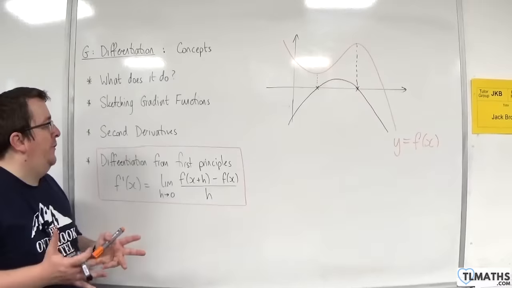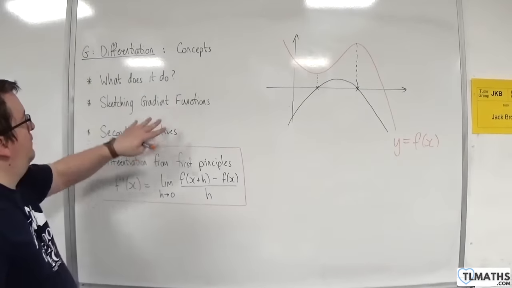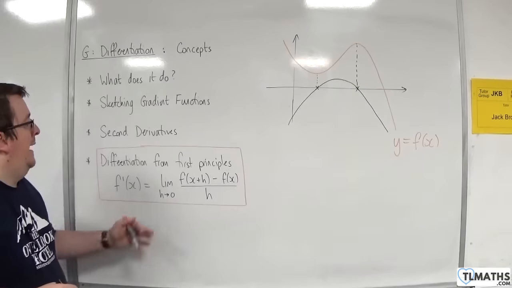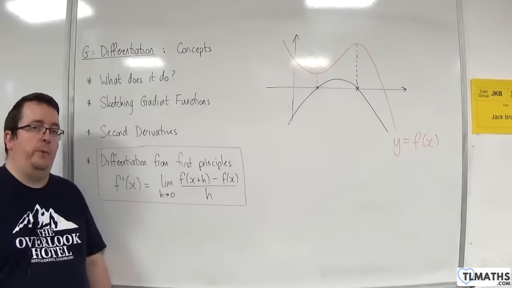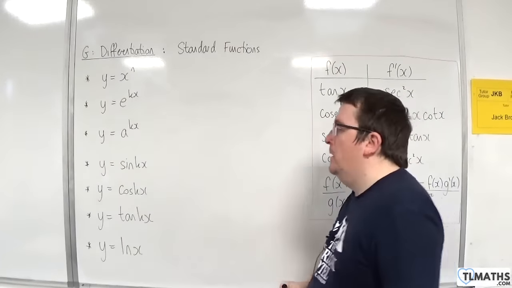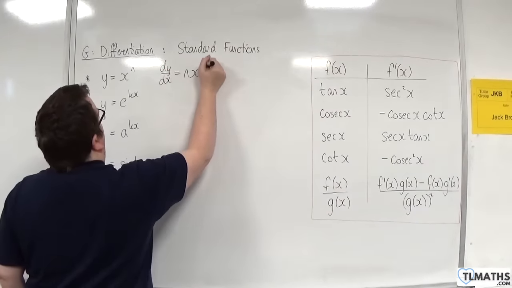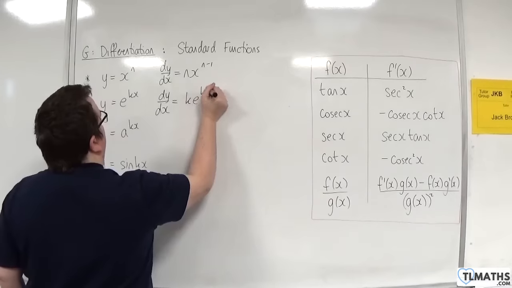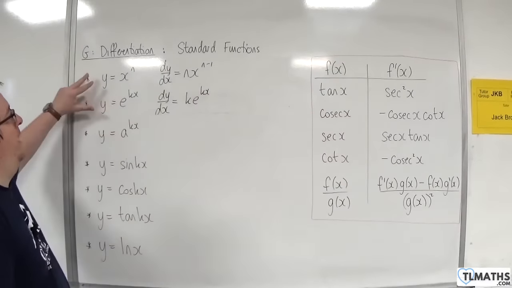Now, what is AS here? Well, AS material would be gradient functions, second derivatives, but no concave convex, no points of inflection, and no differentiation from first principles for sine and cosine. But first principles will be for polynomials at AS as well. Now, you should know the derivatives of each of these standard functions. Okay, so y equals x to the n, dy by dx is n x to the n minus 1. And y equals e to the kx, we've already seen that one, k e to the kx. So up to that point, that is AS material, okay?